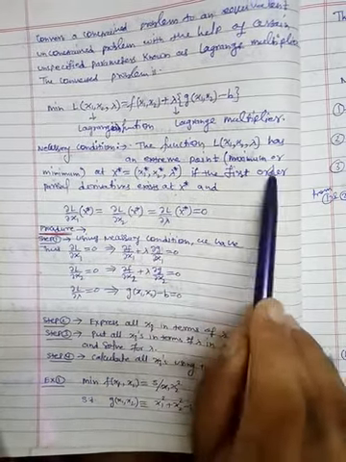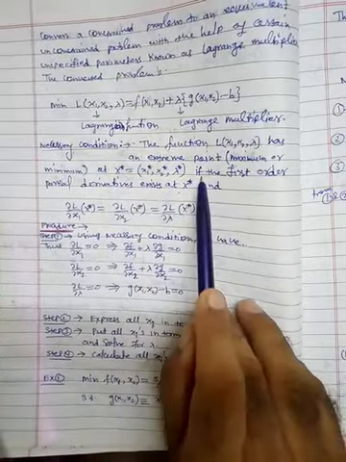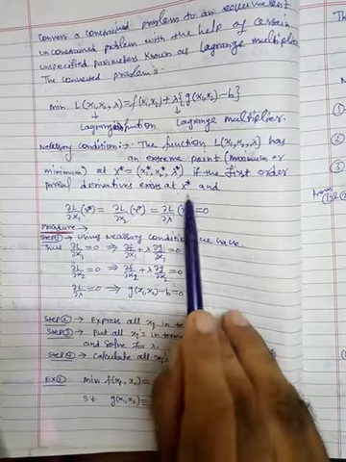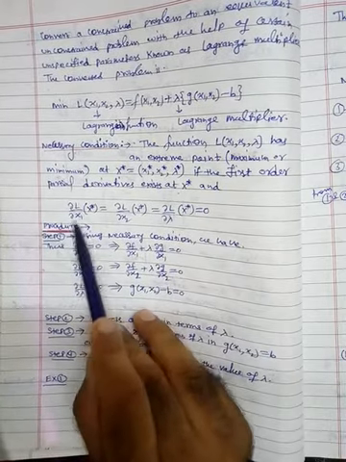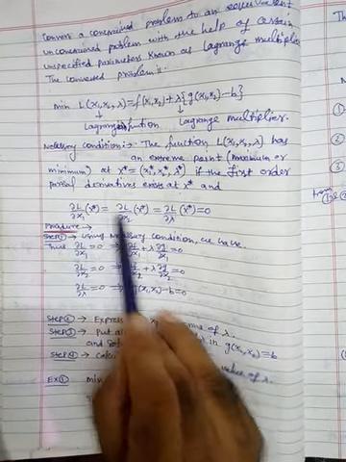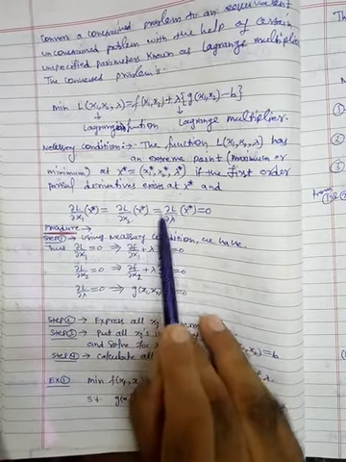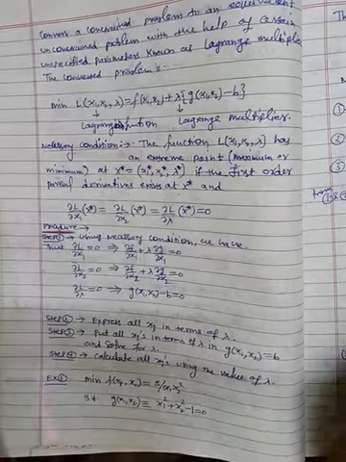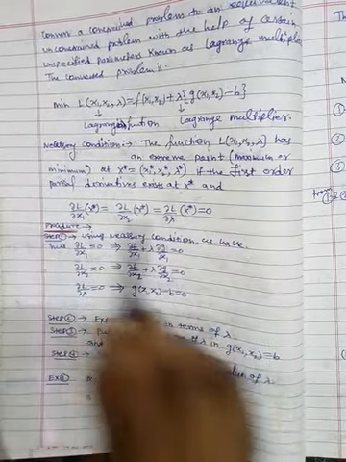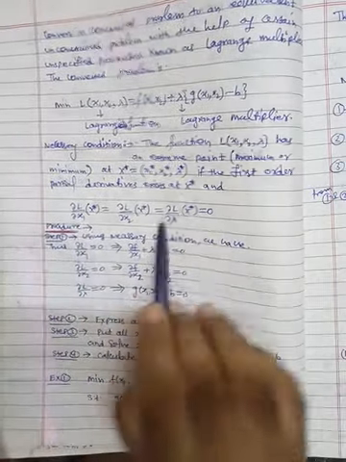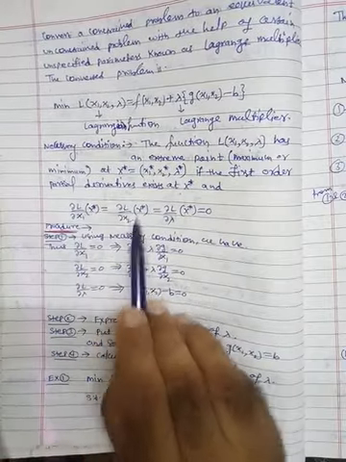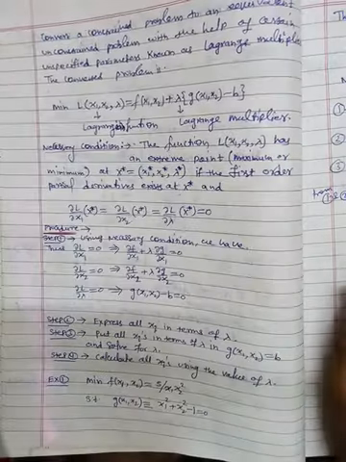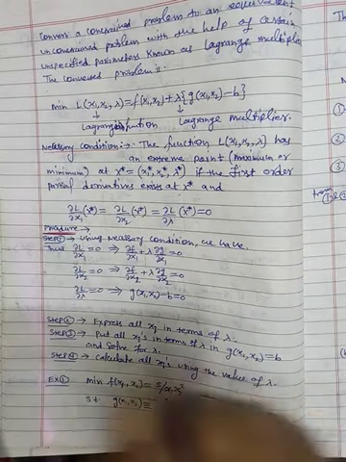This function has an extreme point, maxima or minima, at x star if the first order partial derivatives exist at x star and del L by del x1 at x star equals del L by del x2 at x star equals del L by del lambda at x star equals 0. This is our necessary condition. First partial derivatives with respect to x1, x2 and lambda at point x star will be 0. Fine. So now what is our L?